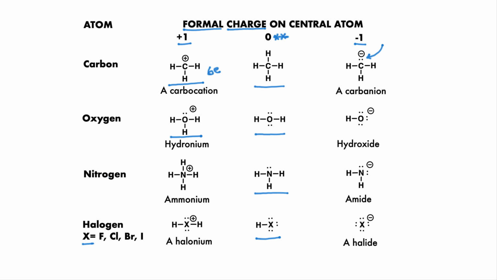When we don't need to specify a particular halogen, we will label it X. This is used a lot in organic chemistry. The last point is that charged atoms are usually unstable and reactive. If you see a charged atom in a molecule, consider that it is likely the location of reactivity.